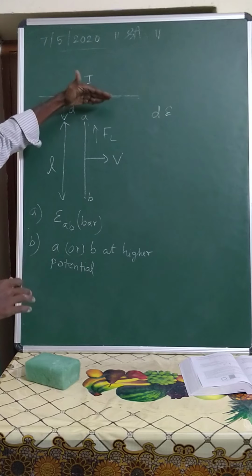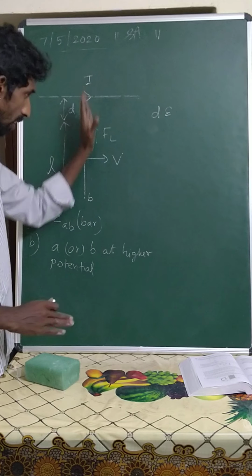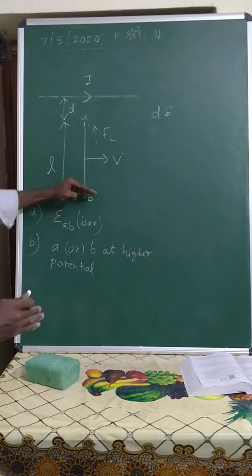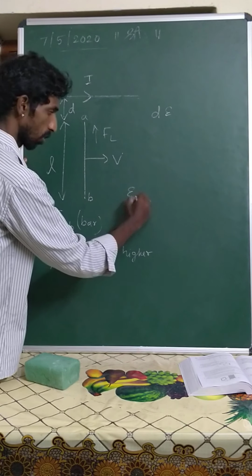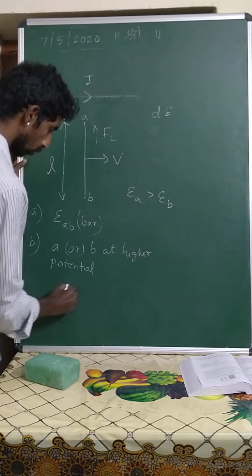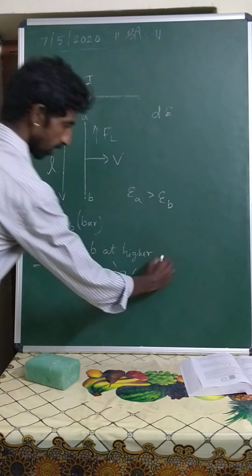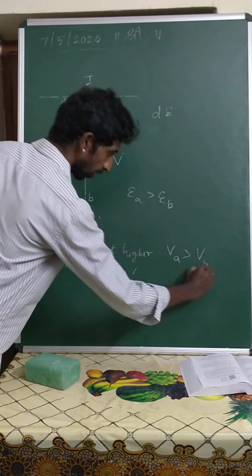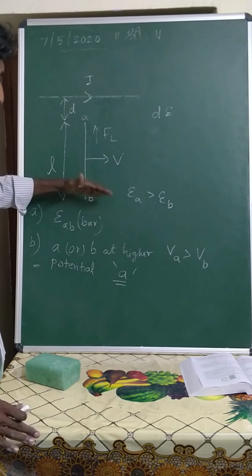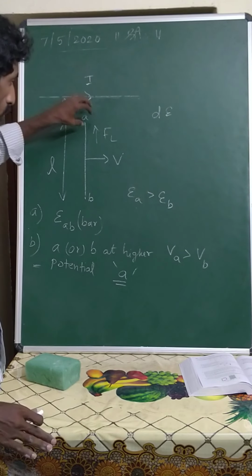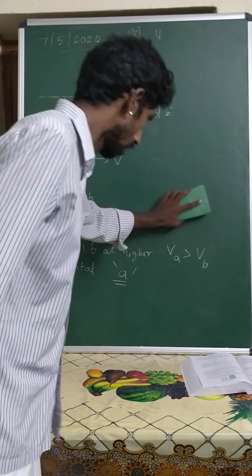More charges get accumulated while moving the rod in this direction in the non-uniform magnetic field. The charges keep on moving and accumulating towards point A. So the potential at point A is greater than the potential at point B. So for the second part, point A has higher potential, that is VA is greater than VB, because the charge gets accumulated towards A. Because of the Lorentz force, it experiences an upward force, so charge will move towards A. More charges at A, fewer charges at B. So this is for the second part.